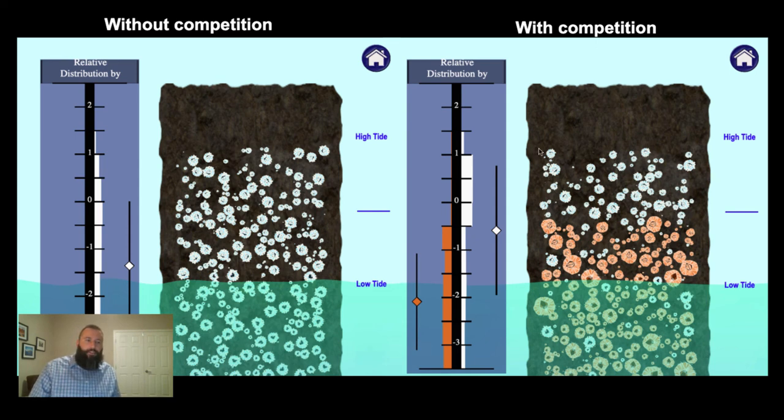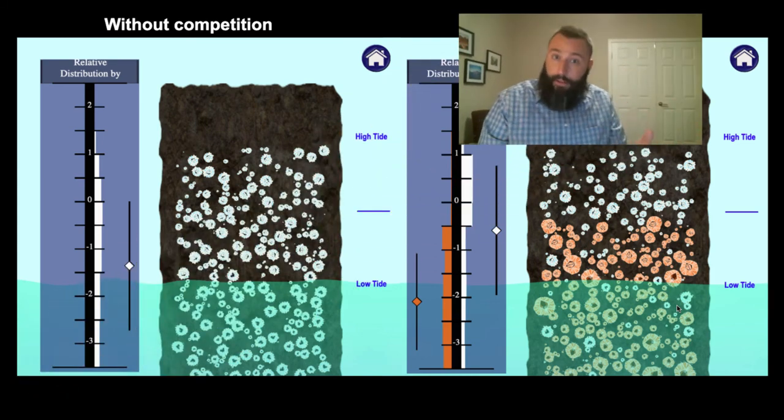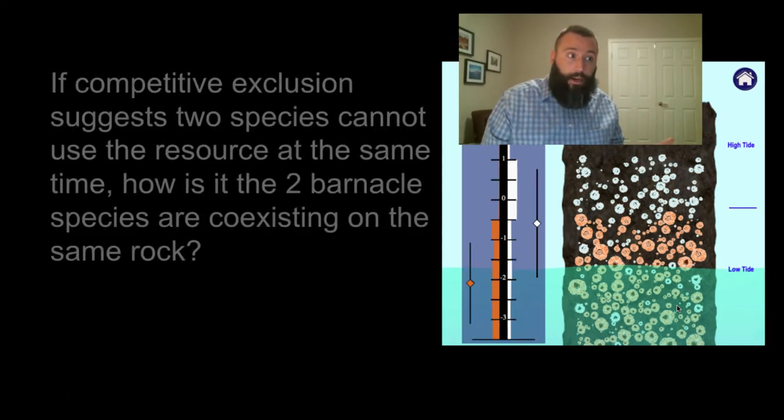What's kind of interesting is that earlier I said the competitive exclusion principle says that two different species can't coexist at the same time. And they're not really. I mean, think about it. Sure, there are some white barnacles throughout here, but for the most part, we're pushing that other population up and away. So even though they can't exist at the same time, they still do, right?